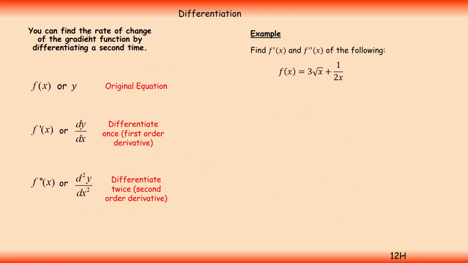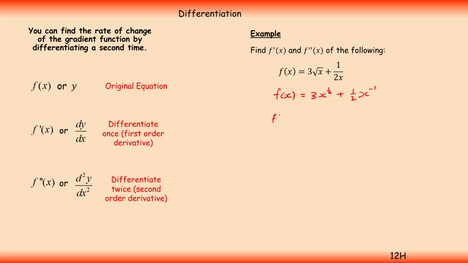Okay, so for this example, we're just using slightly different notation, that's all. We've got to find f dash of x, or dy by dx, and f double dash of x, or d2y over dx squared. So, first I'm going to rewrite that, make it easier to differentiate. f of x is equal to 3 square root of x, x to the power of a half, plus a half, x to the power of minus 1.